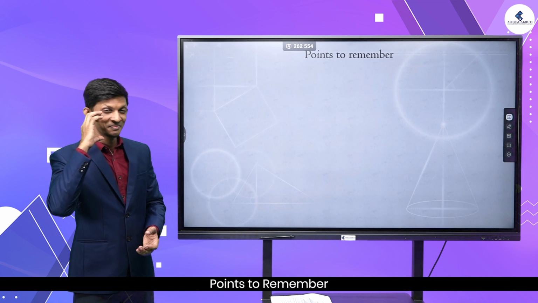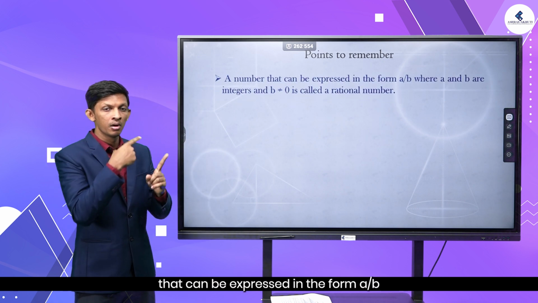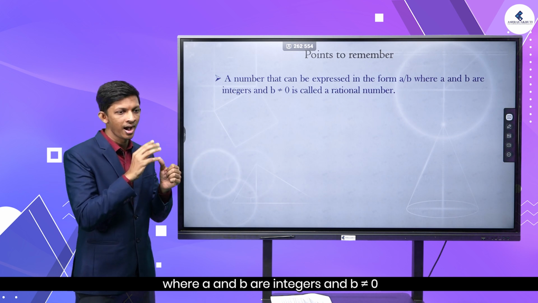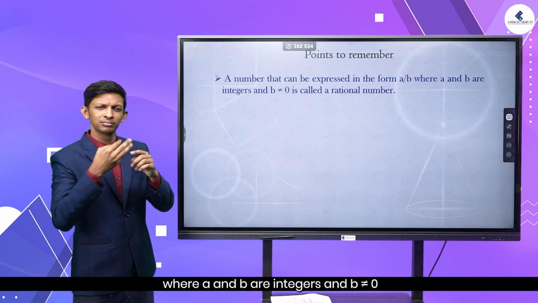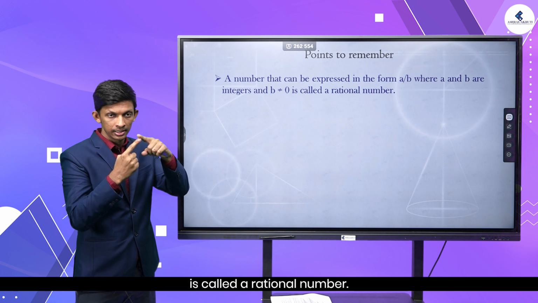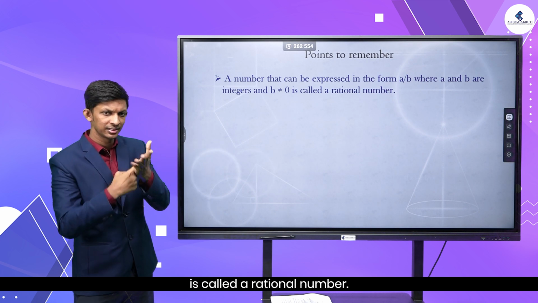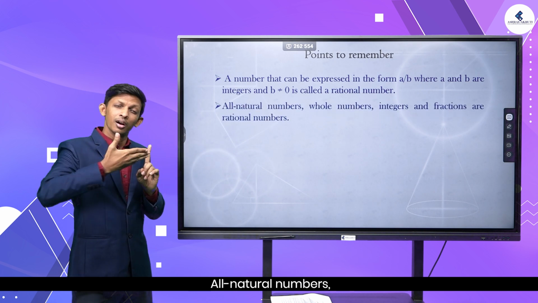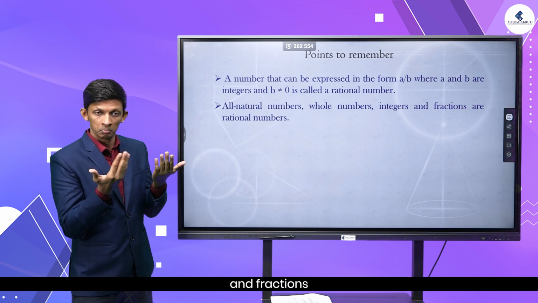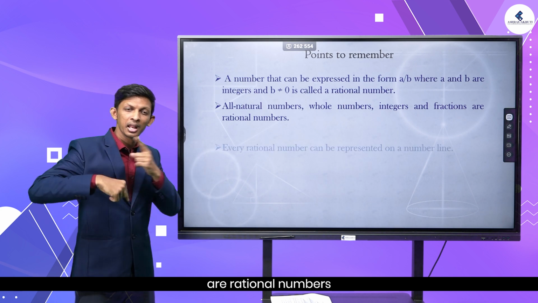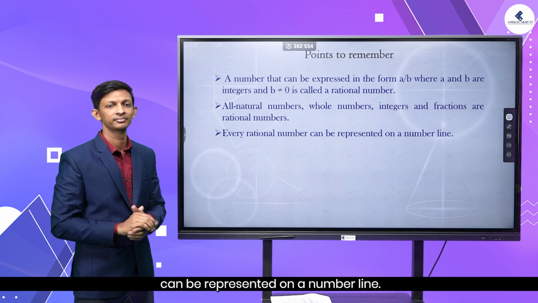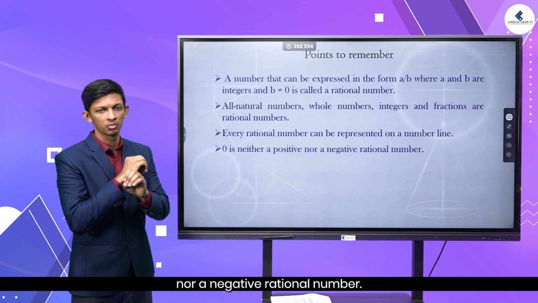Points to remember. A number that can be expressed in the form a by b, where a and b are integers and b not equal to 0, is called a rational number. All natural numbers, whole numbers, integers and fractions are rational numbers. Every rational number can be represented on a number line. 0 is neither a positive nor a negative rational number.